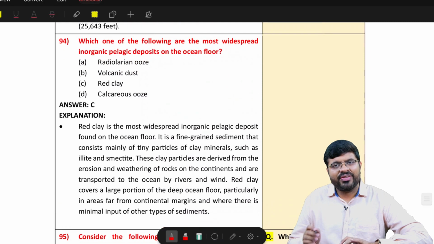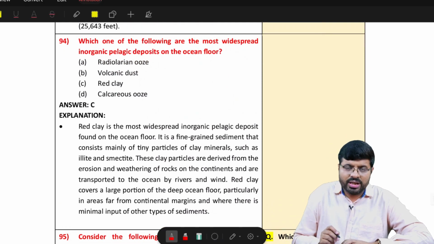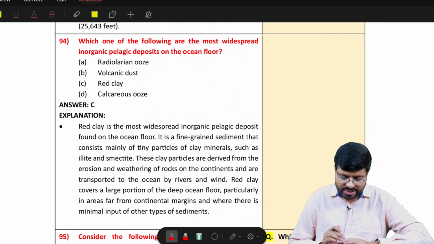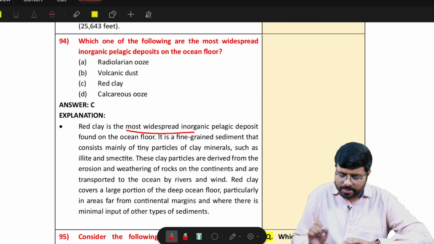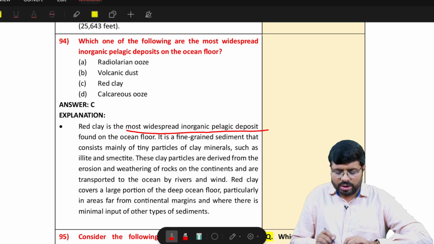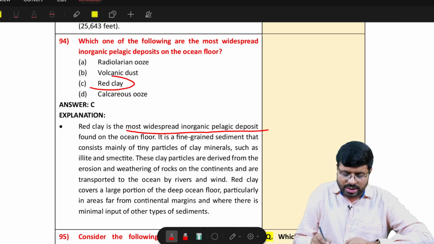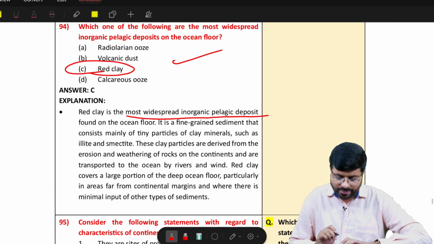Then 94, difficult nature. Only if you know about the red clays, which are one of the widespread inorganic pelagic deposits found on the deep ocean floor, then only you will know this answer. So the answer is red clay.